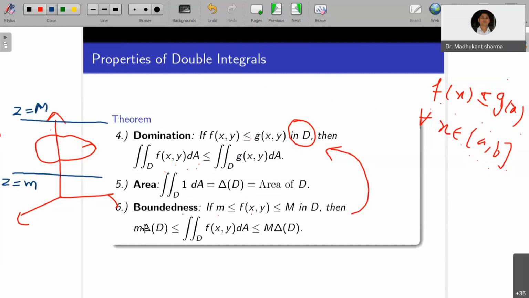Then you can perform the double integral over it. This is z equals m, and you stretch it along the xy plane, so it will generate a plane z equals m. If you find the volume over the region D, it is nothing but m times the area of the domain. Similarly for capital M. And this is related with the double integral of f.